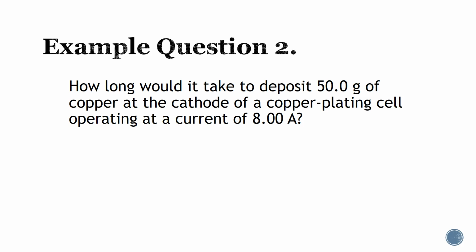Okay, so hopefully you've had a go at this and you've noticed that this time we're talking about copper. Because we're talking about copper, we're going to be looking at Cu 2 plus 2 electrons goes to Cu solid. So I've got to keep this in mind when I think about what I'm doing. Okay, so I want to deposit 50 grams of copper. So mass of copper is 50 grams.